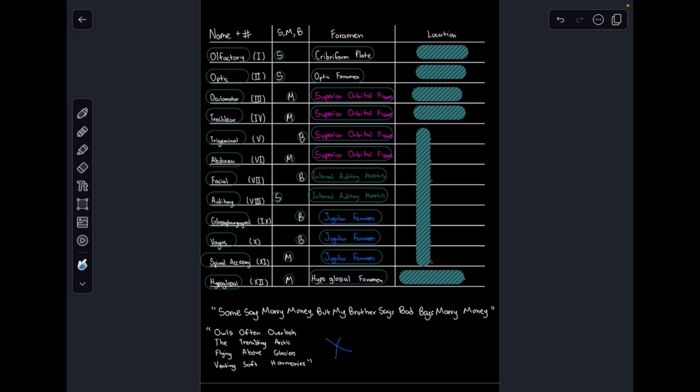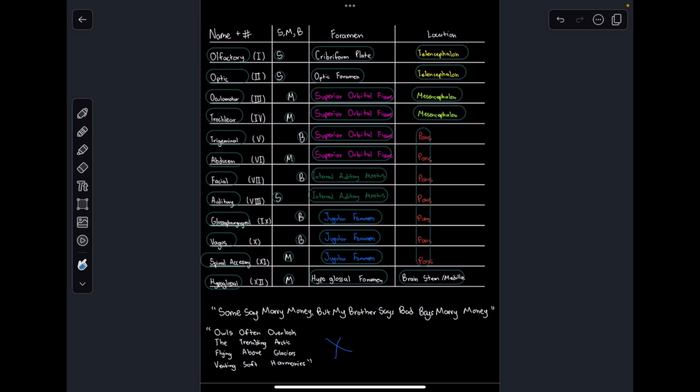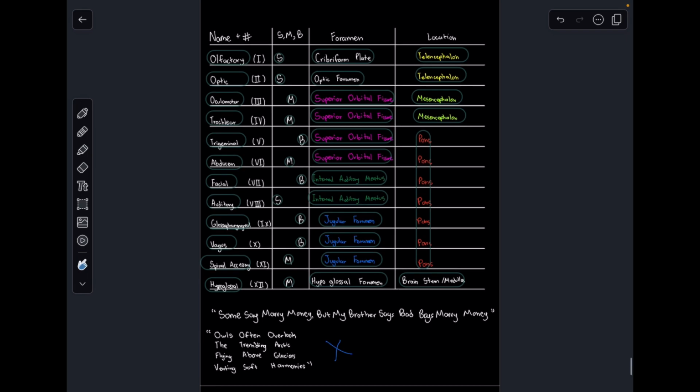We also have to know the location. The location for the olfactory is in the telencephalon. For oculomotor and trochlear, it's in the mesencephalon. After trochlear, we get to trigeminal, and then from trigeminal all the way to spinal accessory is the pons. And then the hypoglossal is in the brainstem/medulla. So this diagram here is what I would recommend to draw or write before the test begins.